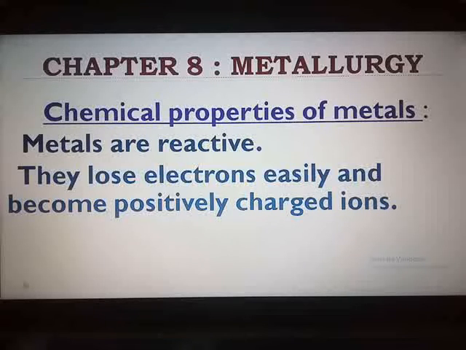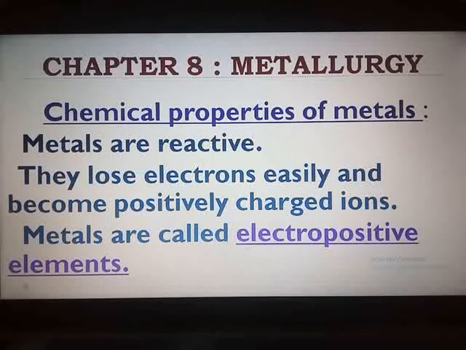Sodium loses its single electron which is there in the outermost shell and becomes a positively charged ion. Metals are called electropositive elements. Why electropositive? Because electrons are being donated. You have studied about the metallic and non-metallic character also in chapter number 2. So to begin with the chemical properties, you can say the initial properties which you have studied are: metals are reactive, lose electrons easily, and are electropositive elements.